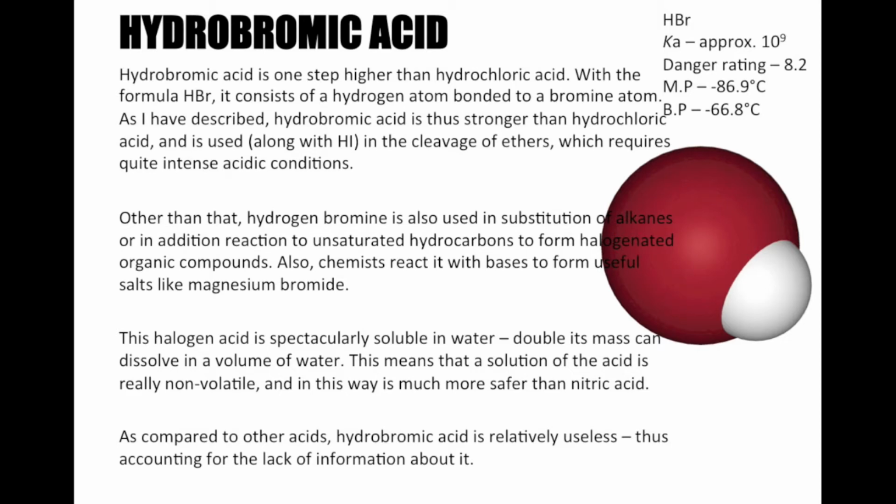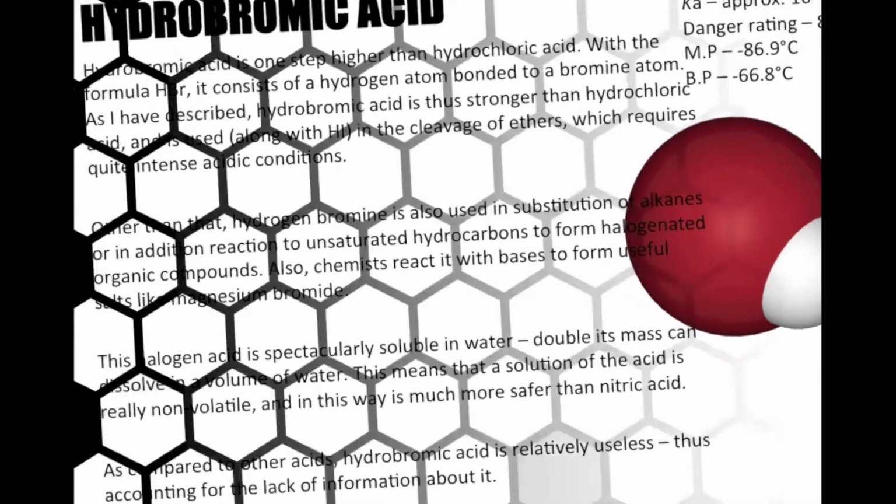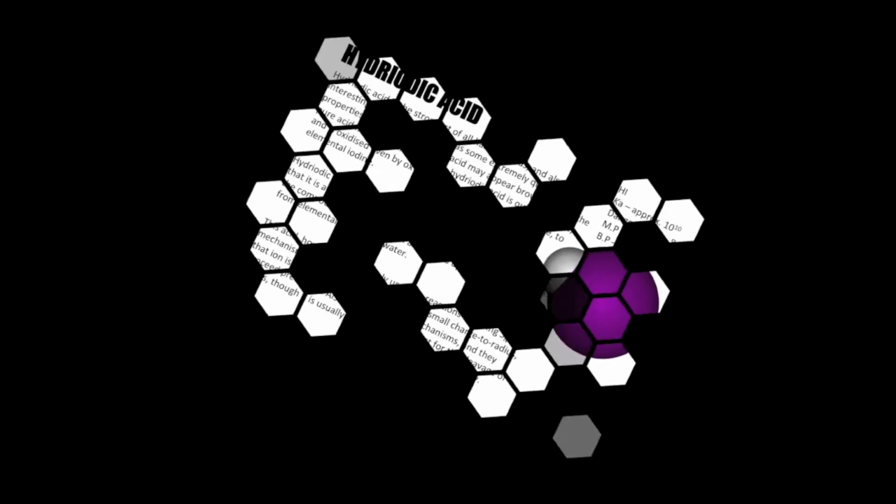Of the formula HBr, it consists of a hydrogen atom bonded to a bromine atom. As I have described, hydrobromic acid is stronger than hydrochloric acid and is used along with hydrogen iodide in the cleavage of ethers, which requires quite intense acidic conditions. Other than that, hydrogen bromide is also used in substitution of alkanes or in industrial reactions to form unsaturated products and stuff.